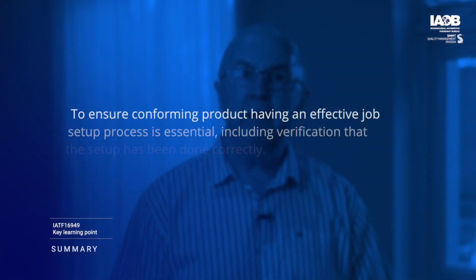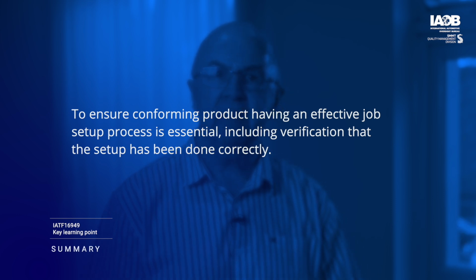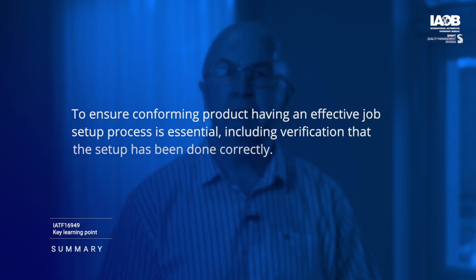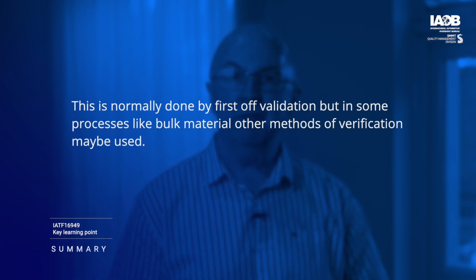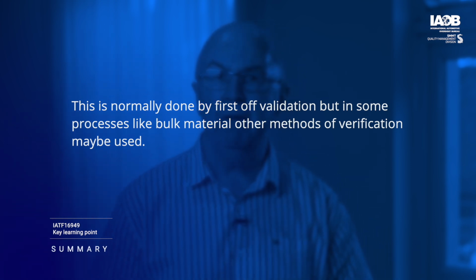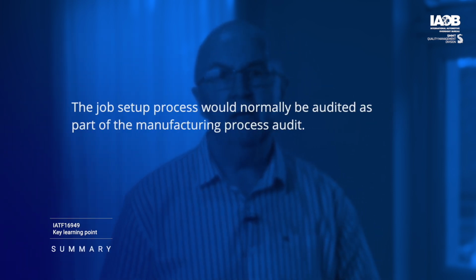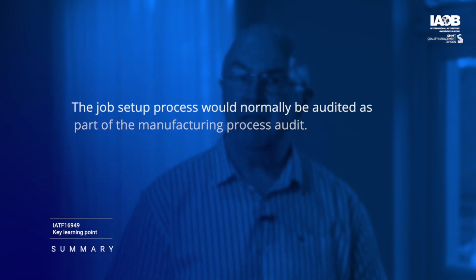So let's summarize. To ensure conforming product, having an effective job setup process is essential, including verification that the setup has been done correctly. This is normally done by first-off validation, but in some processes, for example in bulk material, other methods of verification may be used. The job setup process would normally be audited as part of the manufacturing process audit.